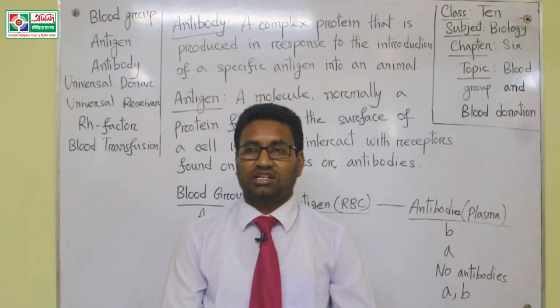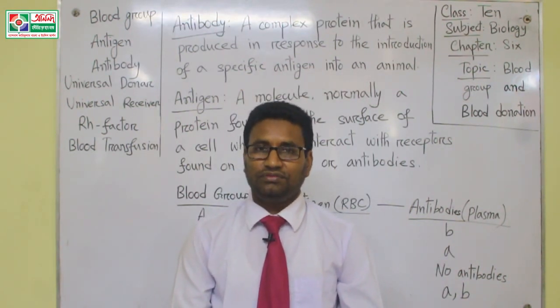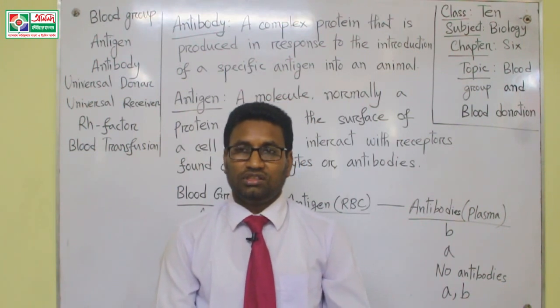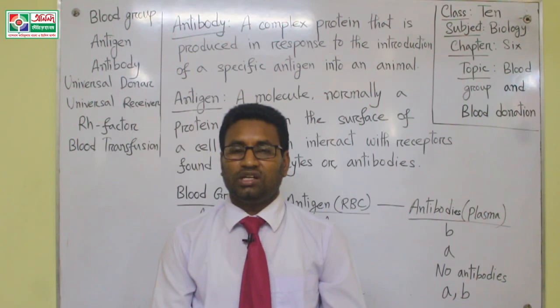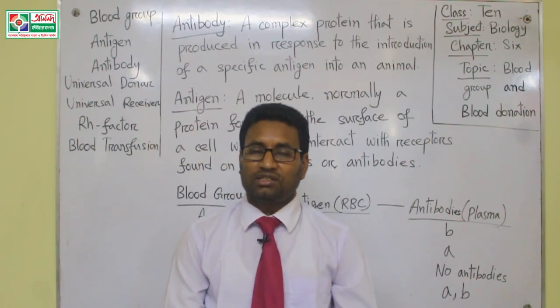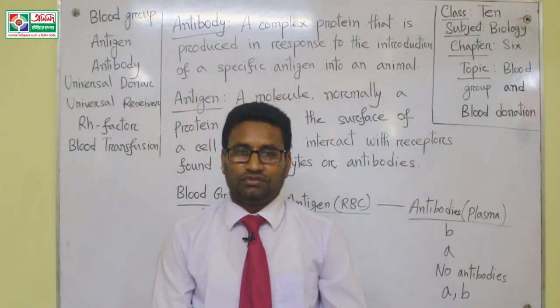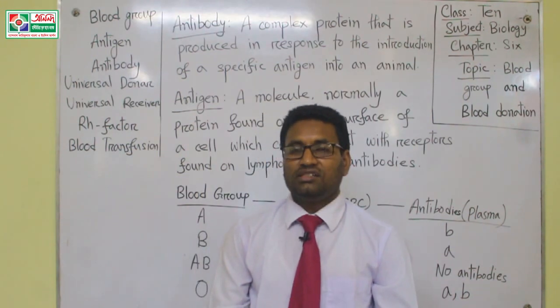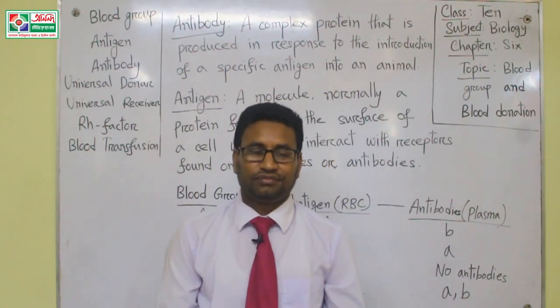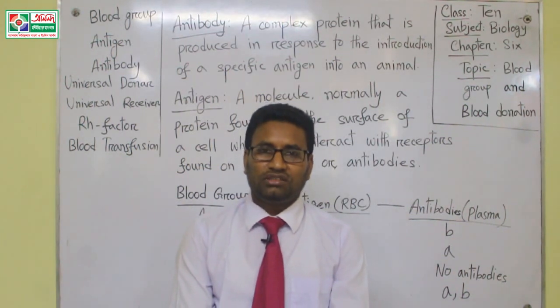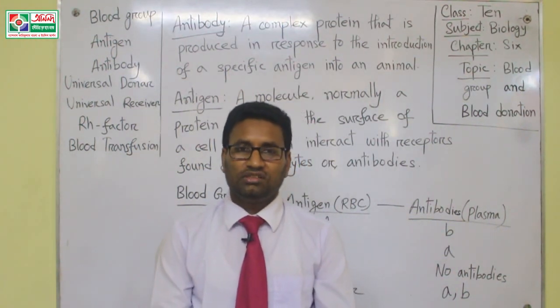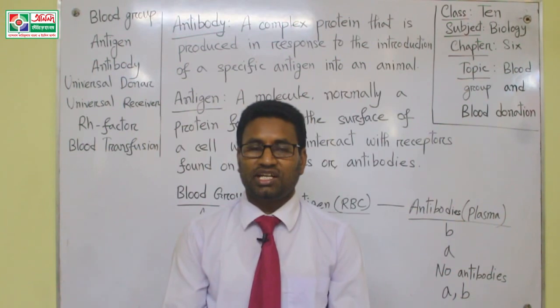Karl Landsteiner is a renowned and famous scientist. At first, Karl Landsteiner gave the classification of blood group, and he named the blood groups in 1901. So, two parts are very important. At first one is antigen and the second one is antibody.